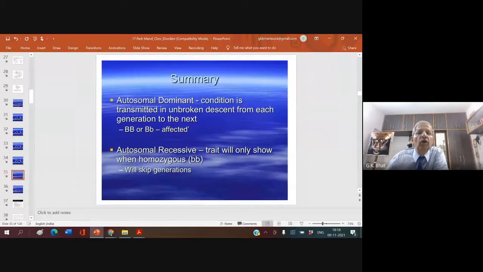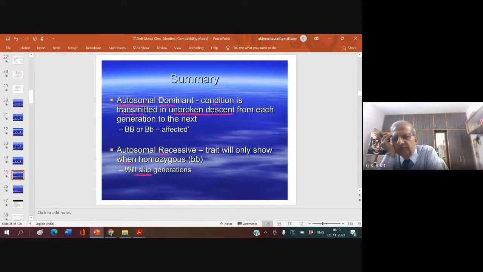Now we have to find out whether it is autosomal or sex-linked. Underline this and take a screenshot. Autosomal dominant means the condition is transmitted in unbroken descent from each generation to the next. That means in every generation there should be an affected individual. Autosomal recessive means the trait will only show when homozygous. It will skip generations. Understood?